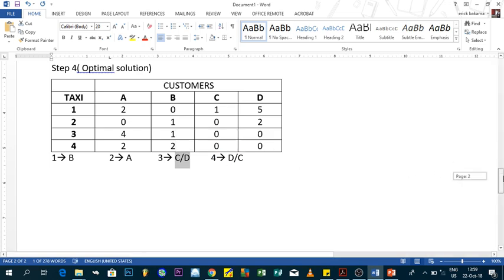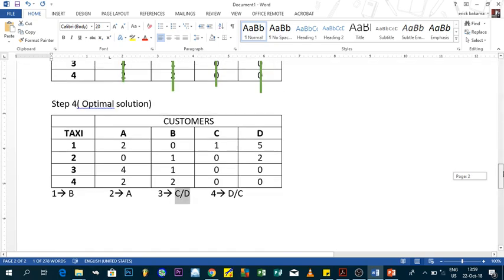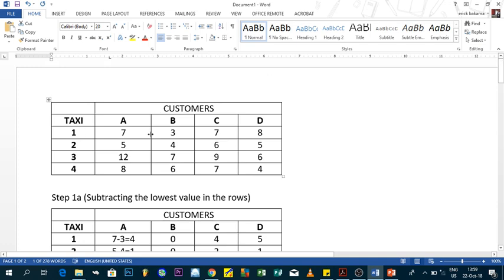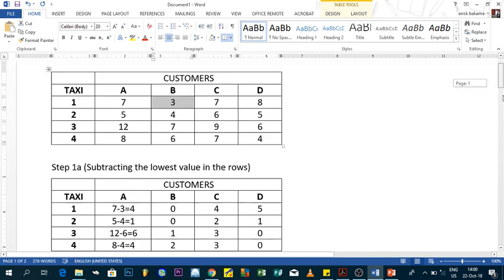So we allocate, going back to the initial table. The initial table here is, we say that 1 should take B and 2 A. So 1 should take B, which is 3, and 2 should take A. So we have 3 and 5.